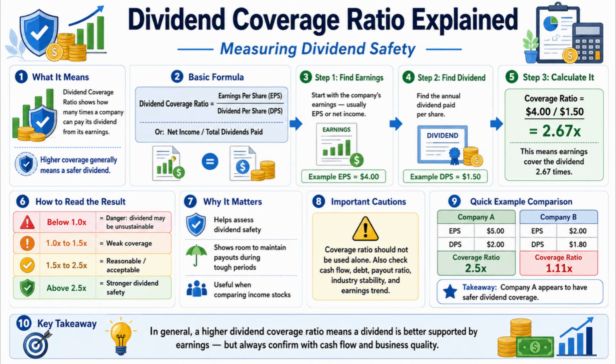In this video, we will discuss the dividend coverage ratio and measuring dividend safety. To begin with, the dividend coverage ratio shows how many times a company can pay its dividend from its earnings. In simple words, it helps investors understand whether a dividend is well supported or whether the company may struggle to keep paying it. Generally, higher coverage means the dividend is safer.